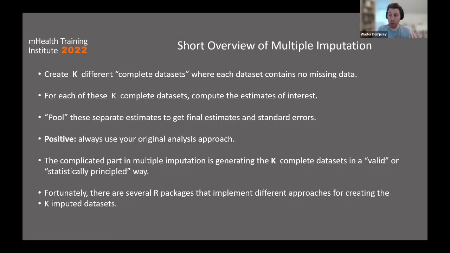So the huge positive of multiple imputation is that it always can use your original analysis approach. So in the case of my linear regression, I get to keep using my linear regression. I have my complete case approach using linear regression, and I get to use it on all of my complete data sets. The negative is it's a little hard to figure out how to do multiple imputation to create these in a valid or statistically principled way. But the nice thing is, for those of you who don't want to delve into the details around these multiple imputation algorithms, there are packages for actually implementing these. One is called mice, which is the one I'll focus on today.